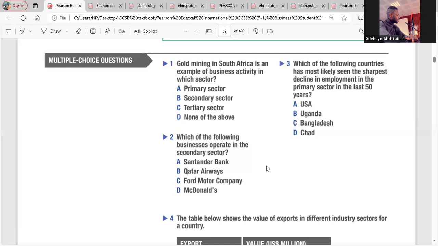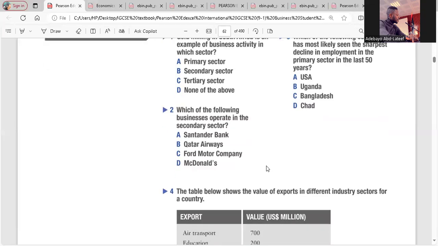Which of the following countries has most likely seen the sharpest decline in employment in the primary sector in the last 50 years? It depends on the development. You have USA, Uganda, Bangladesh, Chad. These are countries that deal in the primary sector. So it's USA.